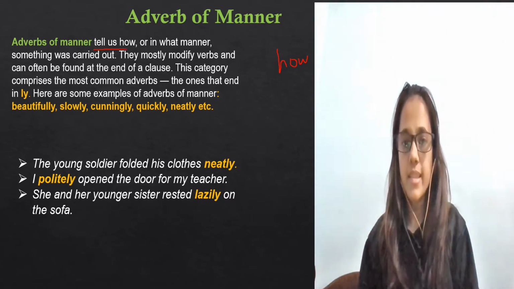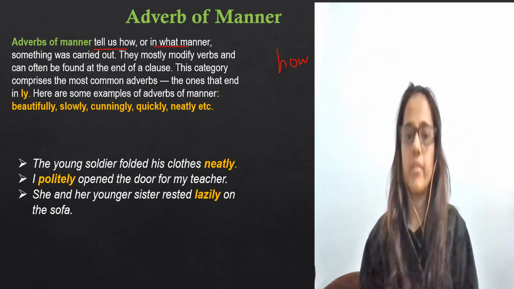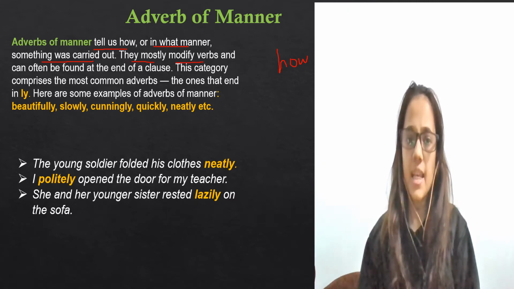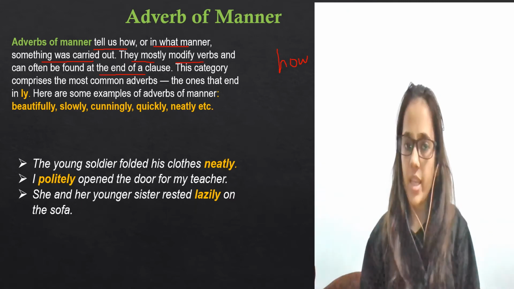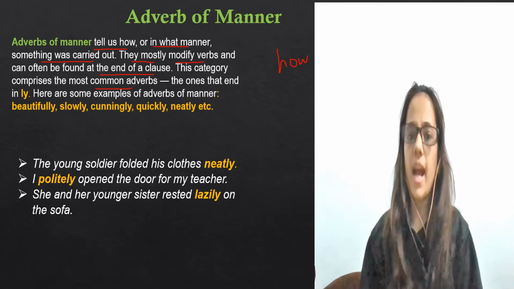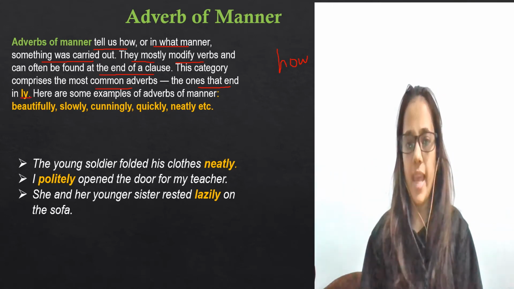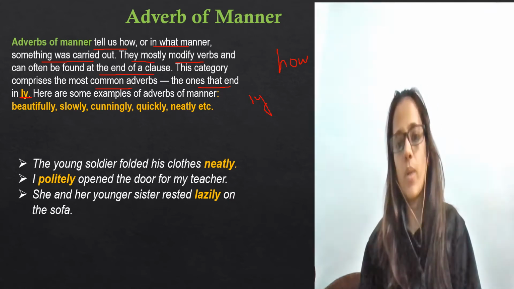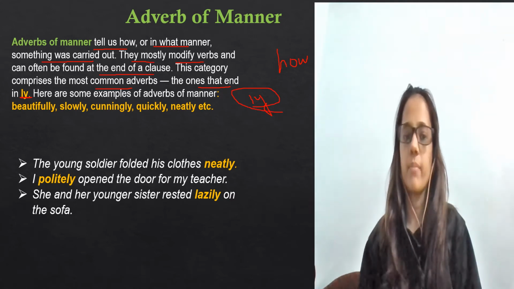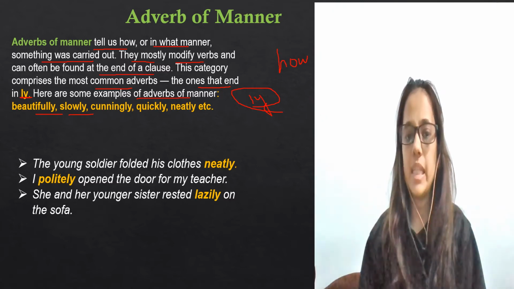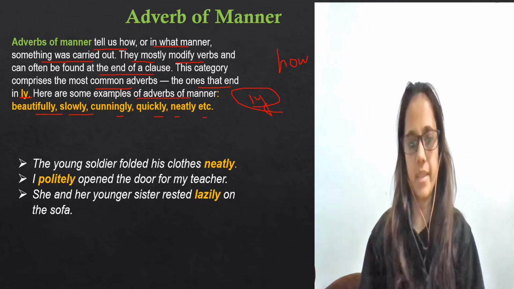Now let's see more in detail. Adverb of manner tells us how or in what manner something was carried out. They mostly modify verbs and can often be found at the end of the clause or sentence. This category comprises the most common adverbs, the ones that end in ly. For example, quickly, neatly, fastly, this all are what, ending with ly. Here are some examples of adverb of manner: beautifully, slowly, cunningly, quickly, neatly, etc.